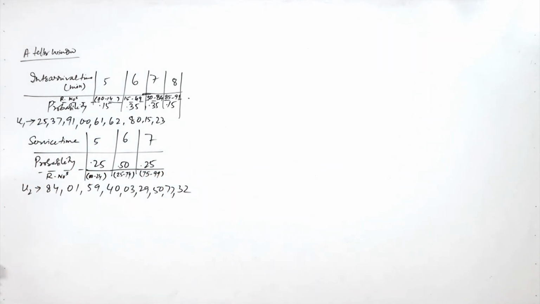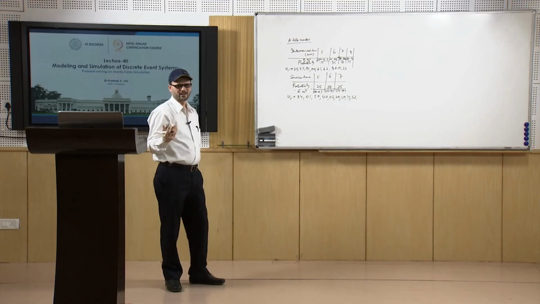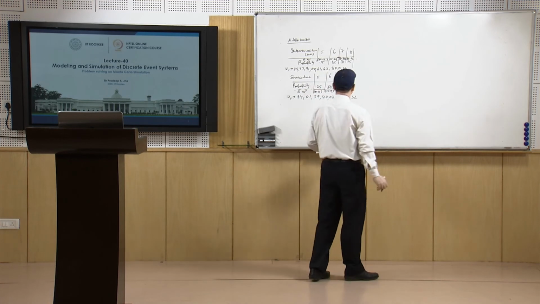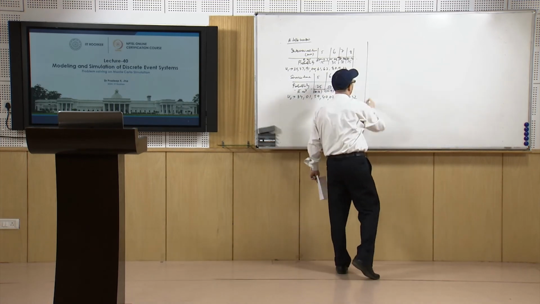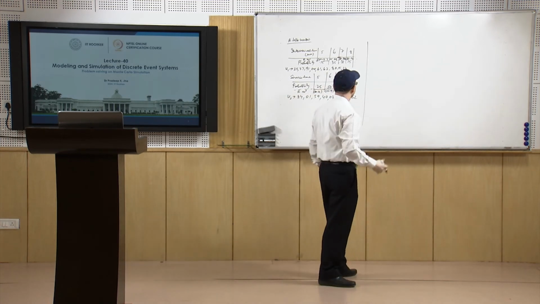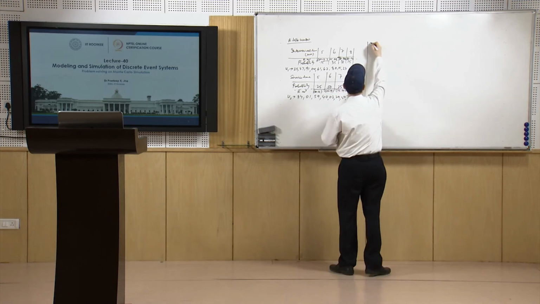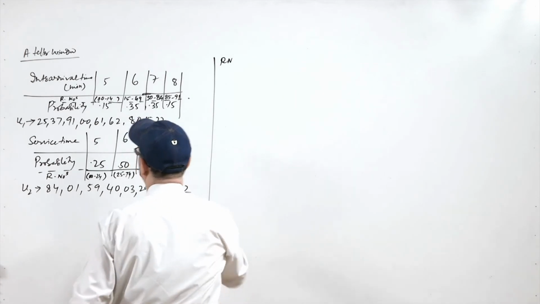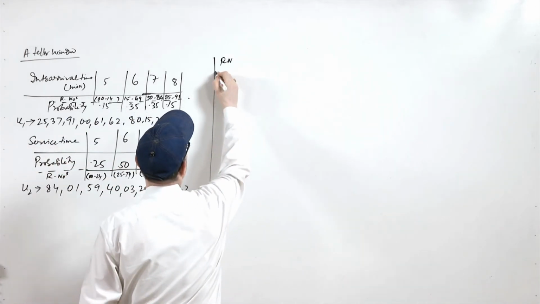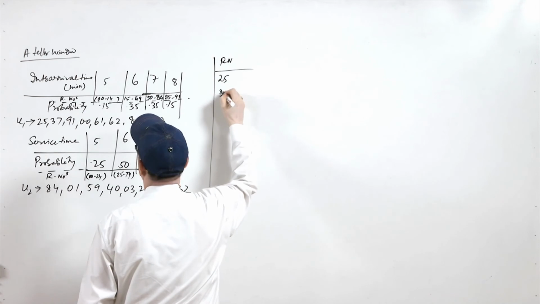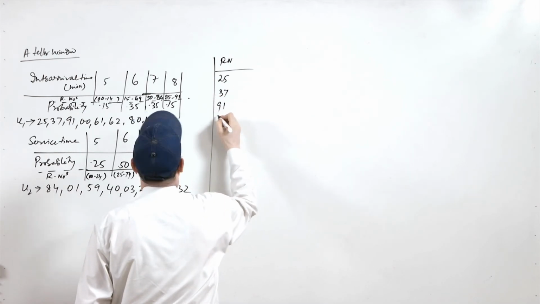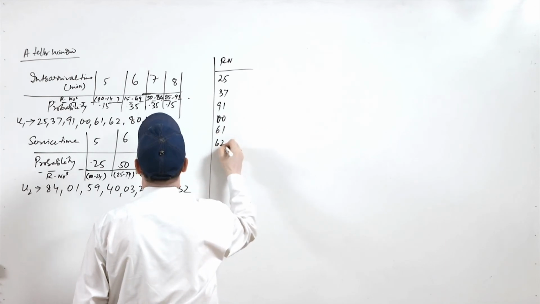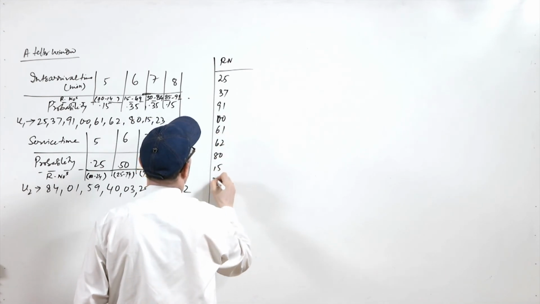So, this way the random number you can assign. The random numbers will be coming and accordingly you can assign. The random numbers for the inter-arrival time are seen as 25, 37, 37, 91, 00, 61, 62, 80, 15 and 23.